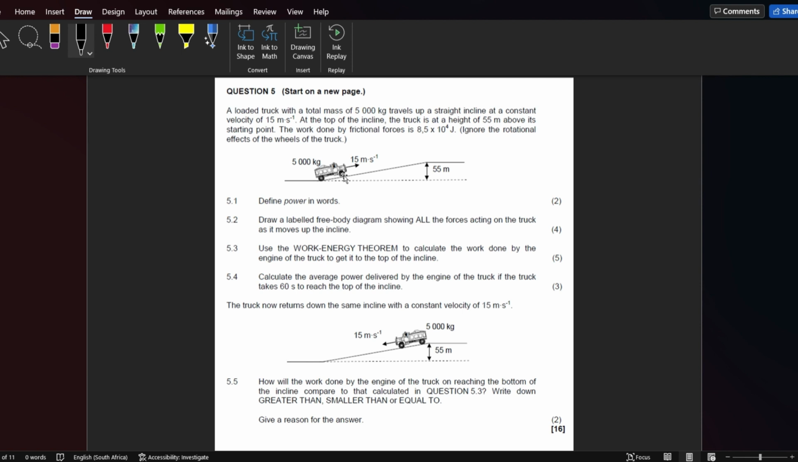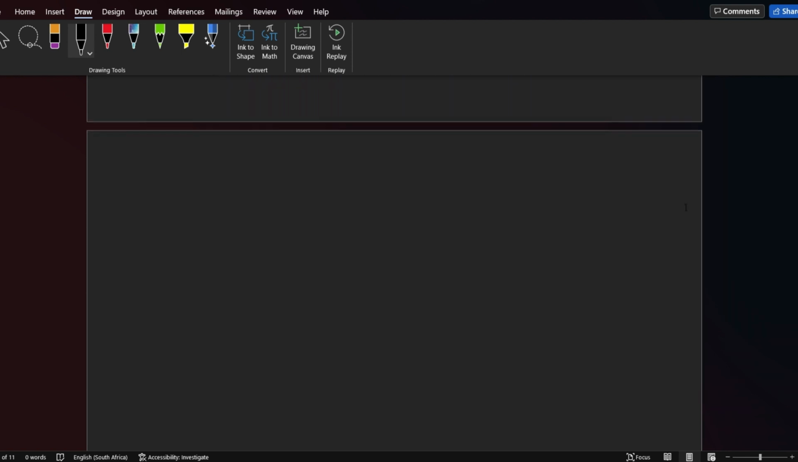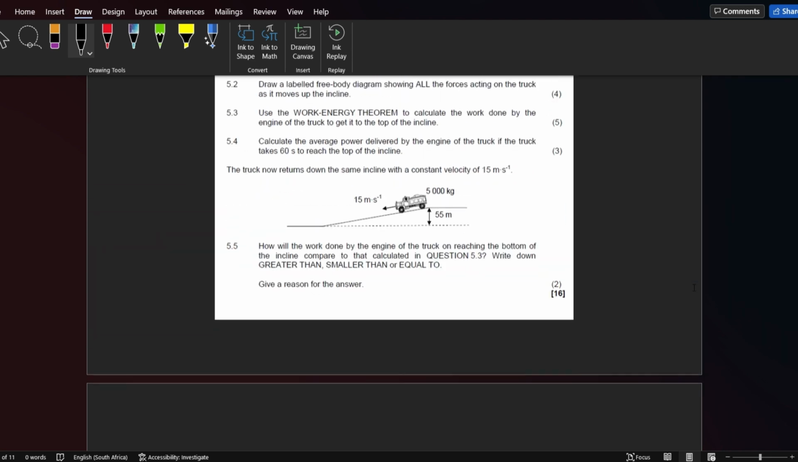So we know there is an applied force which is causing the truck to move up the incline at a constant velocity. So that's 1. We know there is a frictional force going down the slope, opposite the direction of motion. So that will be our second force. Our third force is obviously the weight, which can be split into its 2 components, parallel to the slope and perpendicular to the slope. And lastly, we have the normal force. So let us go and draw that in a diagram.